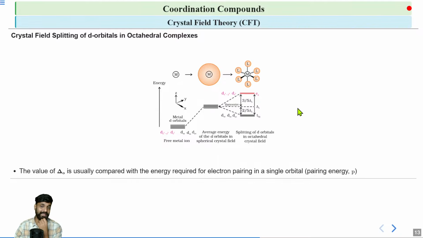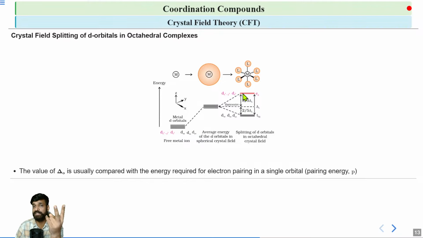stabilization energy. Now next, this delta O is the way we can compare the pairing energy, or we can know whether a given ligand will show a high spin complex or a low spin complex. So let me tell you in the diagram here only. So suppose your pairing energy is high, meaning the energy which is required to pair up 2 electrons is high, then what will happen? Your electron will go into the higher orbitals.